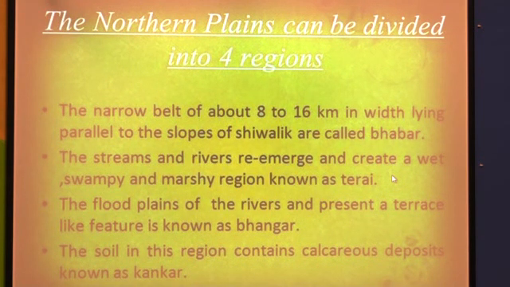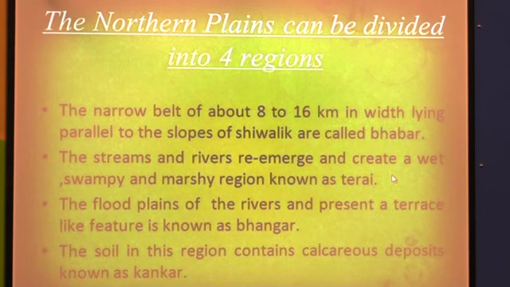The third plain: when we come to the southern side of the Terai belt, the flood plains of the river present a terrace-like feature known as Bhangar. See, the river continuously brought deposition, and the old soil is called Bhangar. This Bhangar belt is very fertile and good for agriculture, and the soil in this region contains calcareous deposition known as Kankar, and that is our Kankar belt.